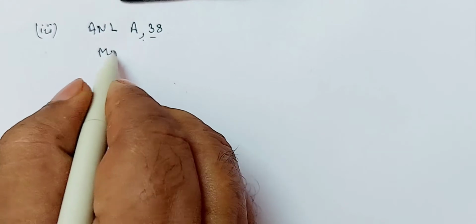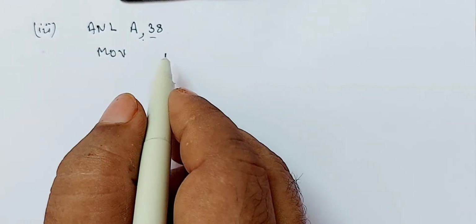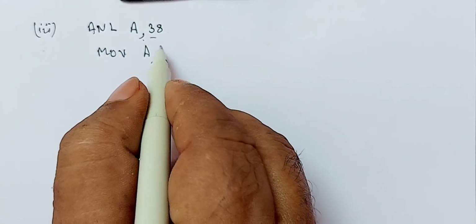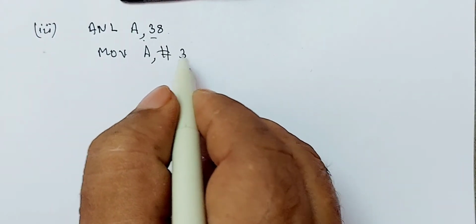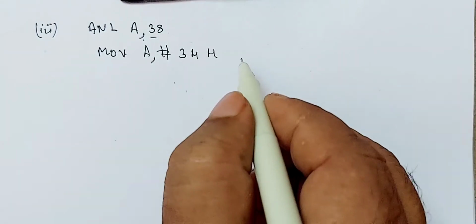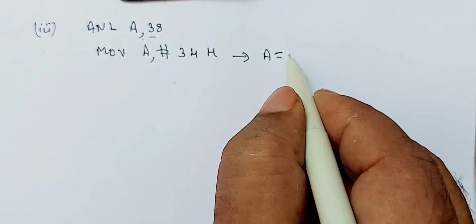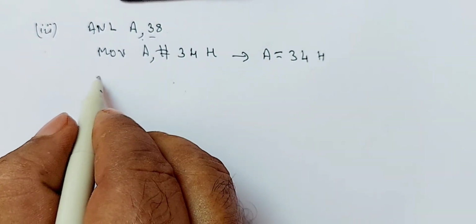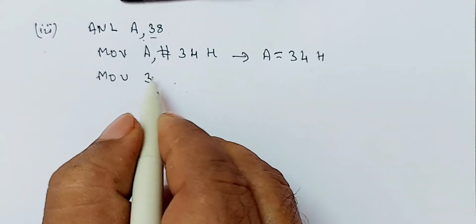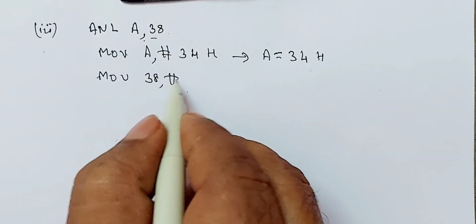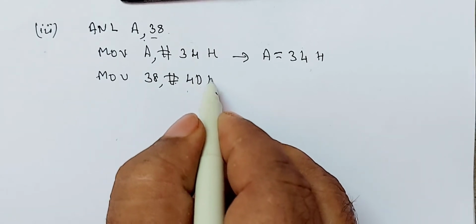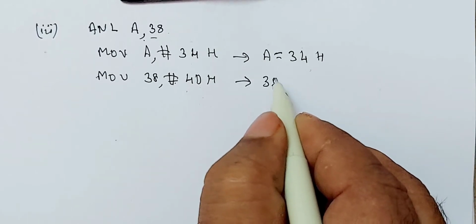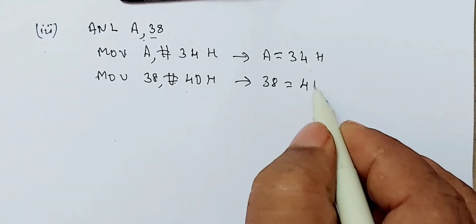Example, I will load some value to A first. Move A comma hash 34H. That is, A now contains 34 hexadecimal number. Next, move RAM location 38 comma hash 4DH. Now, the RAM location given by the address 38 is loaded with the data 4DH.